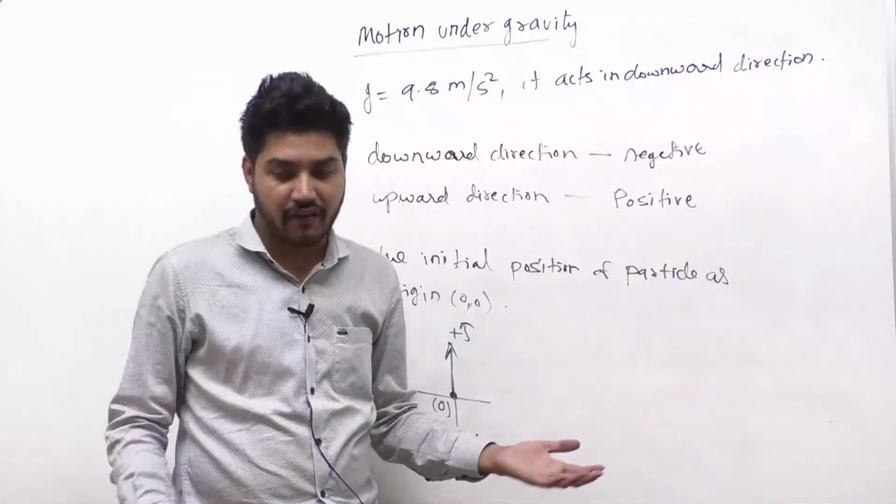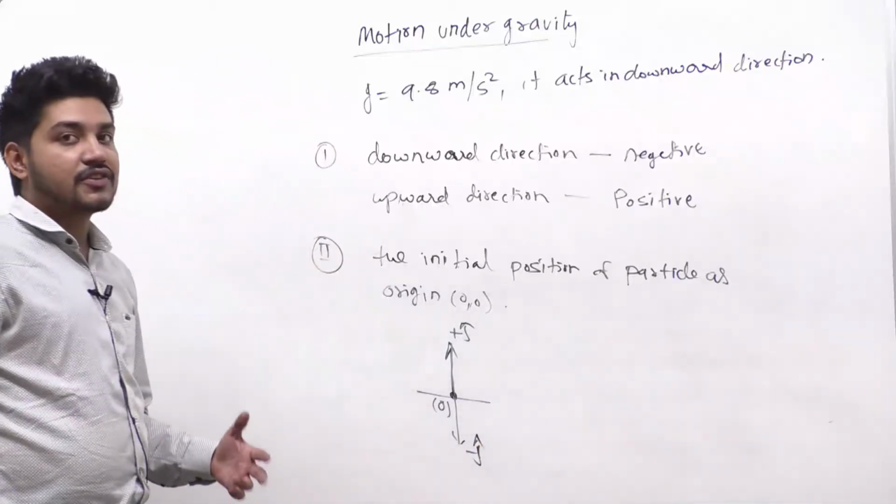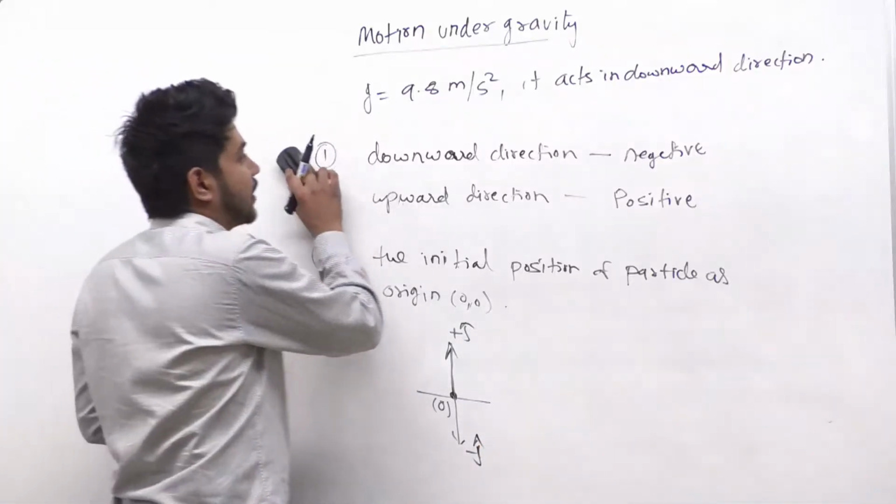So now we'll solve a few problems based on it, and those problems will give a clear idea of how to take sign convention and everything. So you just note this down and then we'll start solving a few problems. I'm erasing this for right now.